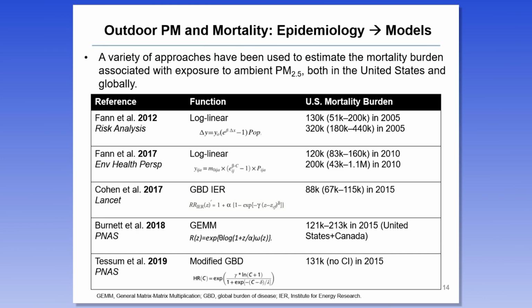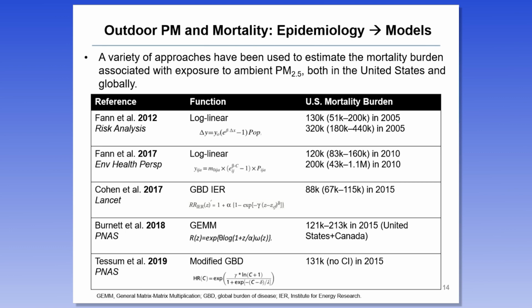I mentioned this first reference in 2012, who used basically this very typical log linear function to calculate a change in mortality as a function of the underlying exposure, the size of the population, the mortality rates in the area, and then this beta, this effect estimate, this slope of the relationship between mortality risk and outdoor PM2.5. They used this with population and pollution data for 2005 and, like I said, estimated about 130,000 deaths in the U.S. were attributable to outdoor PM2.5.